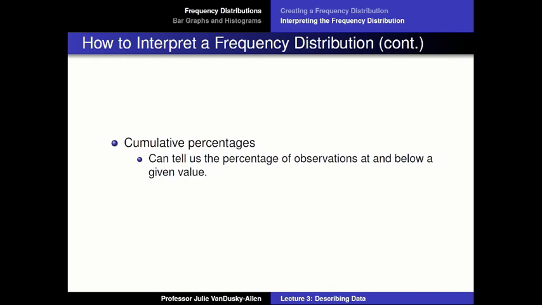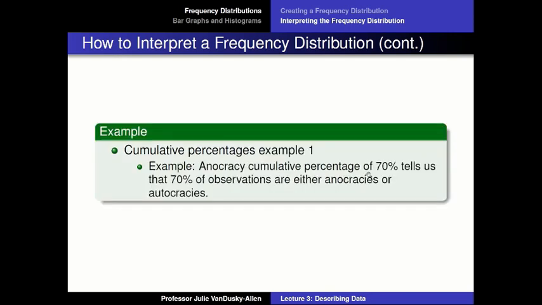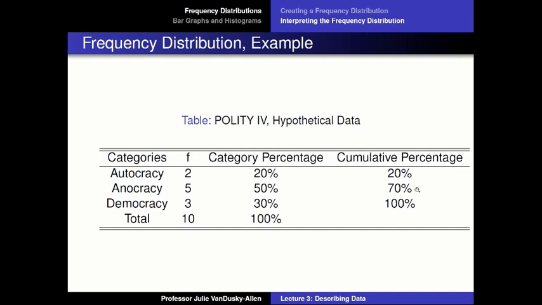Next, the cumulative percentage tells us the percentage of observations at and below a given value. So for example, the anocracy cumulative percentage of 70% tells us that 70% of observations in the variable are either anocracies or autocracies.